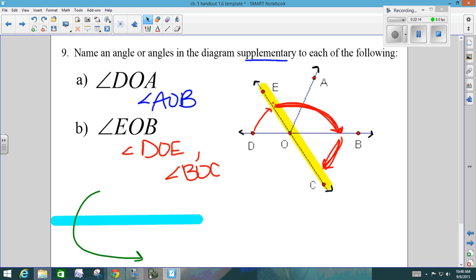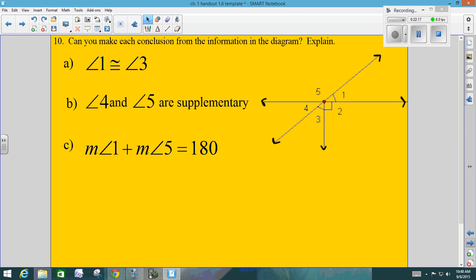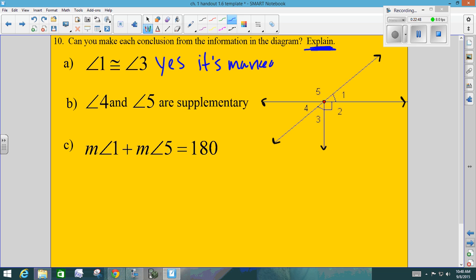Okay, number 10. Can you conclude on 10 part A that angle 1 is congruent to angle 3? Yes, Sid? Why? Yeah, because they marked it for us. Those are congruent markings. So I know that 1 is congruent to 3 because it's marked. See how on this one it says explain? Say, yes, it's marked. That's your explanation. It was marked for us that they're congruent. That's how we knew.